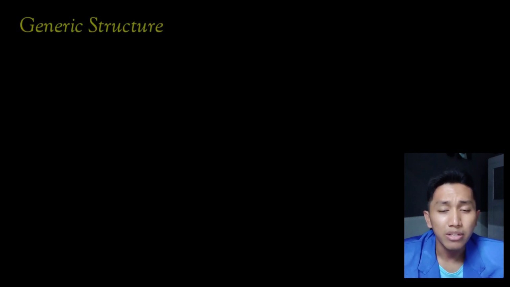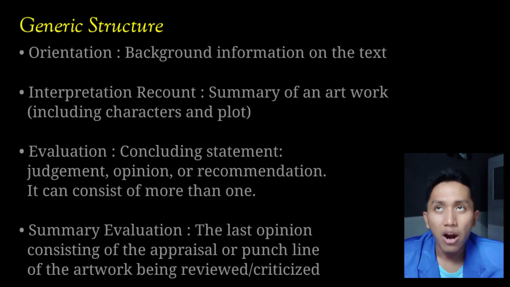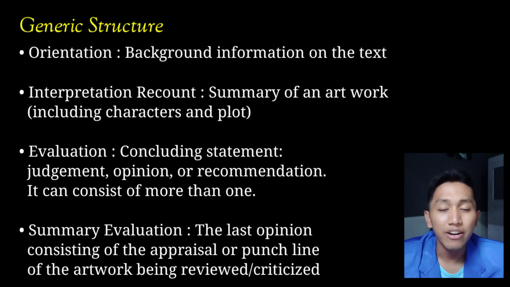So, what about the generic structure? The generic structure of review text. There are four parts in the review text you have to know. The first one, there should be orientation, that is the background information on the text. The second one, there should be interpretation recount, which is a summary of an artwork including characters and the plot.